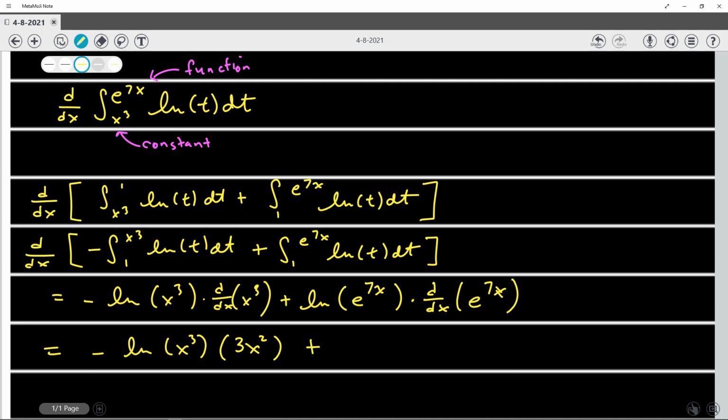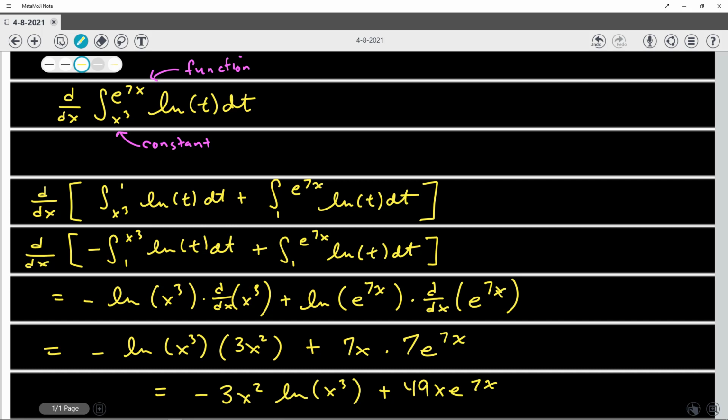plus ln of e to the 7x, remember those cancel and then the power comes down, would be 7x, and then this last piece, the derivative of e to the 7x, would be 7e to the 7x, and we can just make a final answer, kind of rearrange things. Ln x cubed plus 7 times 7, 49x e to the 7x.